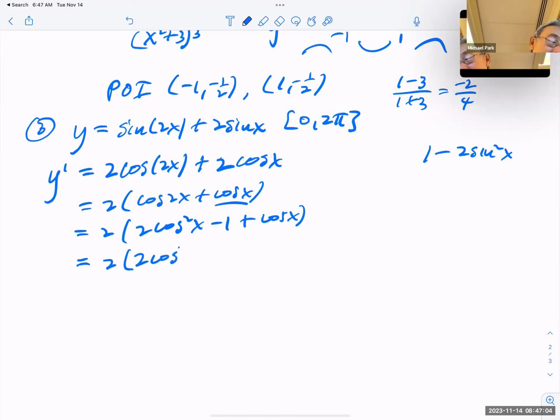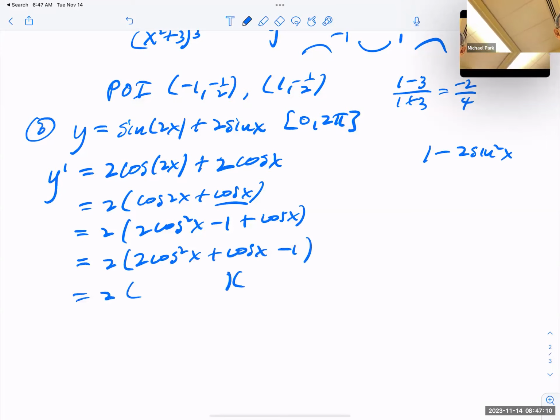Now let's put this in descending order. Then it should be factorable. Now, of course, if it's not factorable, you probably did something wrong.